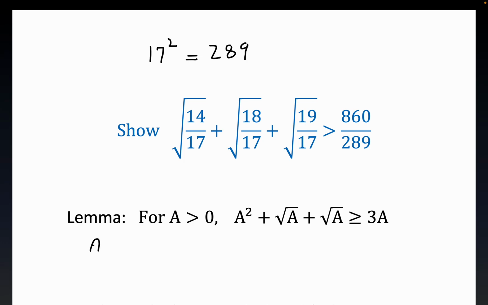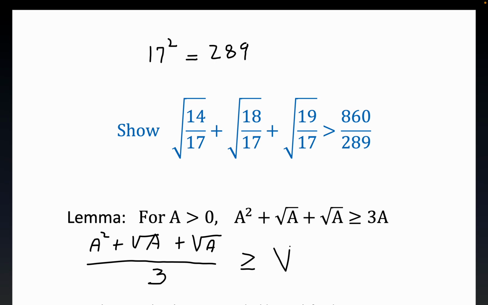So we have a squared plus root a plus root a, and there's 3 summands here. All right, and so the AM-GM says the arithmetic mean, which is the sum of the 3 objects divided by 3, is greater than or equal to the cube root of the product. Okay, the cube root of the product.